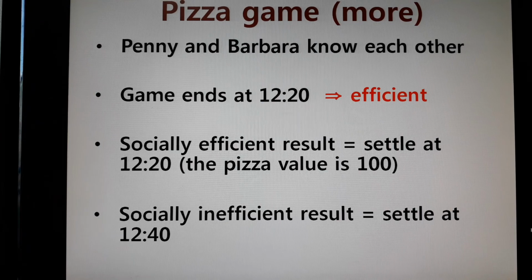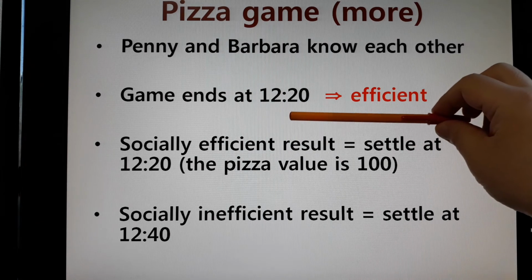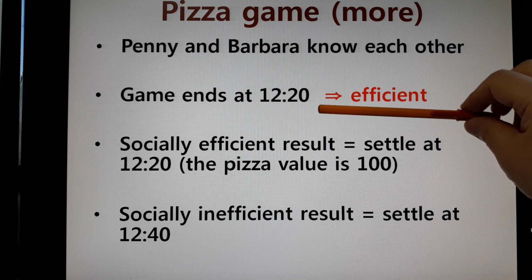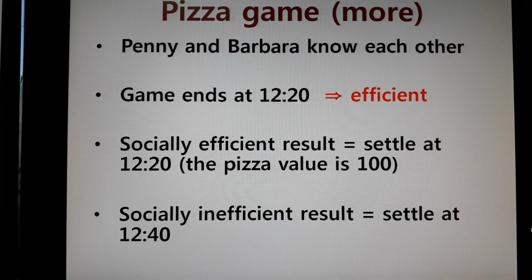At 12:40, whatever they do, the sum or the value of the pizza would be 70. At 1300, it would be 30. So, as a society, the only thing that decides the efficiency or the size or value of the pie is the time. Whatever ratio Barbara and Penny may divide it, if they agree upon 12:20, that is good. That is efficient. The pizza cannot be any more valuable than that.